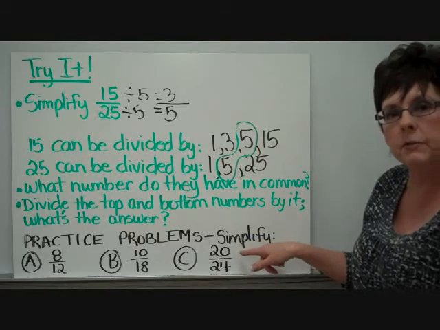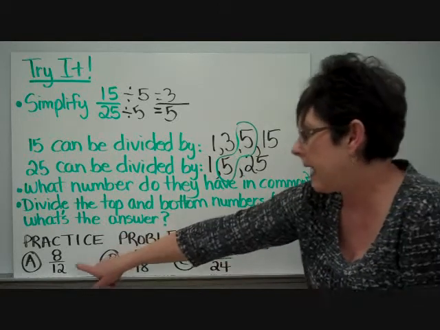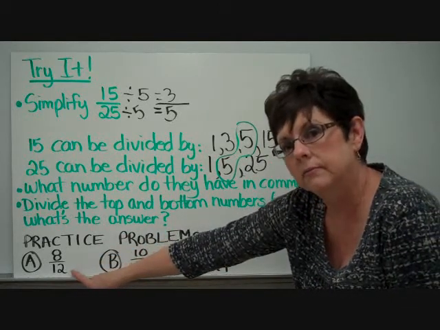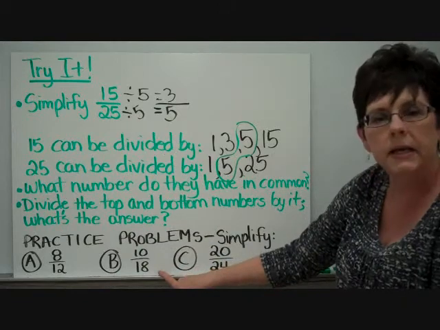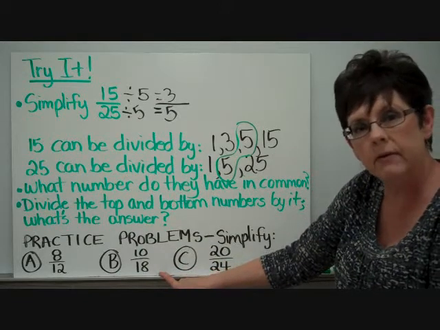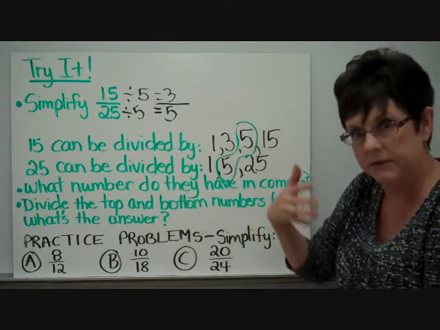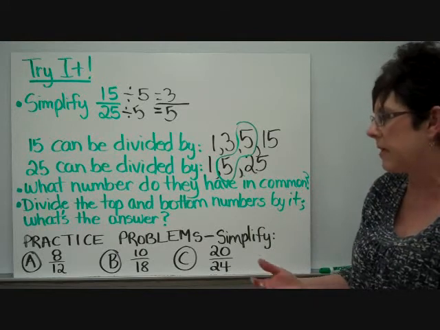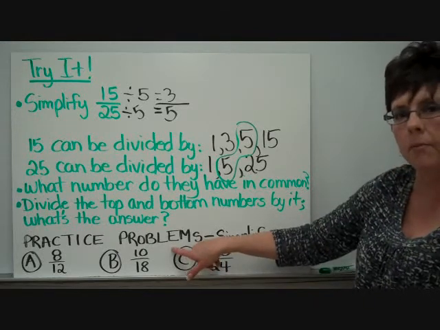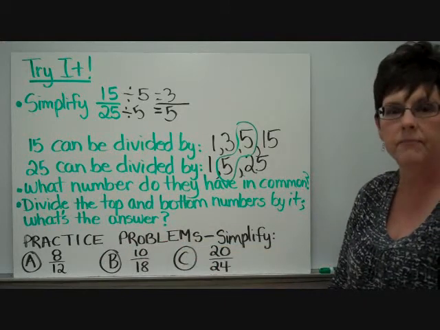All right, tonight on your homework guide, on page number 3 where it says practice problems, you are going to write these 3 practice problems. Okay? A, 8/12, write that down and simplify it using our method of division. B is 10/18, write that down, use our method of division, do it step by step and simplify it. And C, 20/24, do the same thing, and that goes in practice problems. You will simplify these 3.